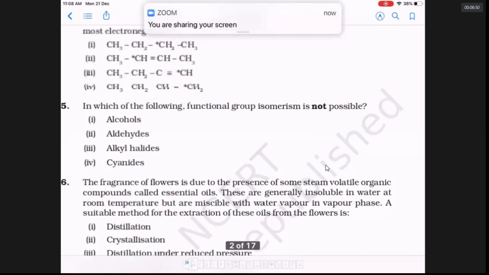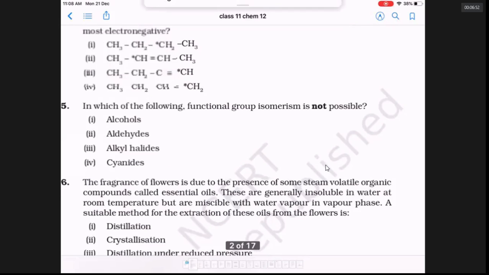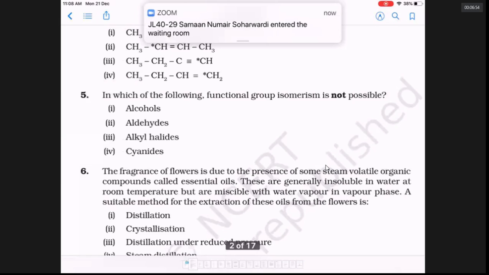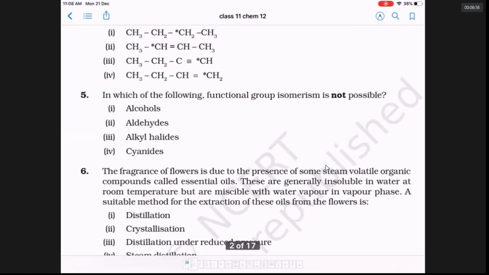In which of the following is functional group isomerism not possible? Alcohols are functional isomeric with ethers. Aldehydes are functional isomeric with ketones. Cyanides are functional isomeric with isocyanides. Alkyl halides. Sir, for physical chemistry also we should do NCERT and exemplar problems.